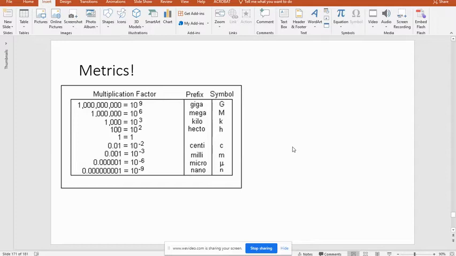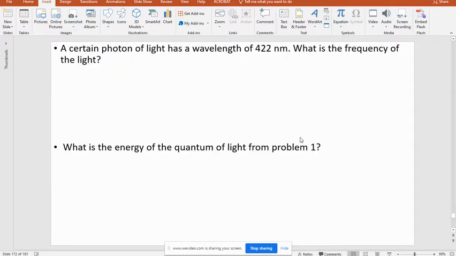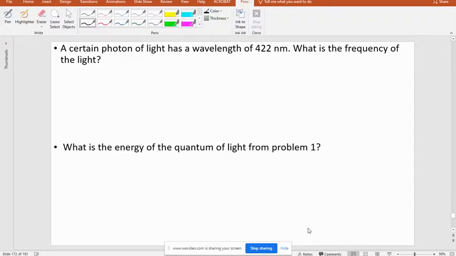You have to remember your metric prefixes too. Okay, giga, mega, kilo, these are all going to come into play. We also have nano that we're going to get into, and micro. So you've got to get these conversion factors memorized as well. A couple of these problems.